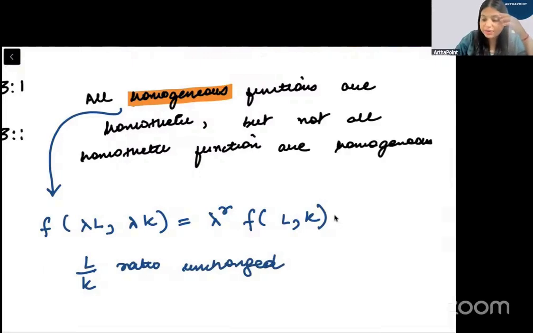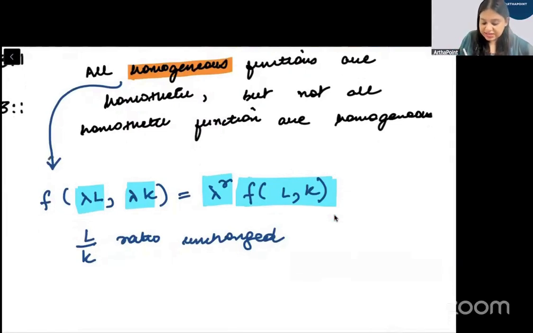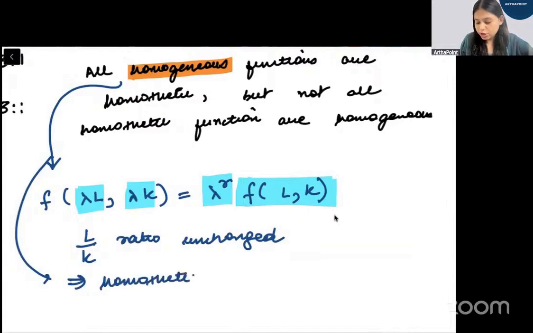Why? Because labor and capital are scaled by the same amount. And after scaling, I am able to take that scaling factor out and get it as lambda to the power r into F(L, K). So since the labor by capital ratio is unchanged, we can say that it is also a homothetic production function. It is also a homothetic production function. Okay.